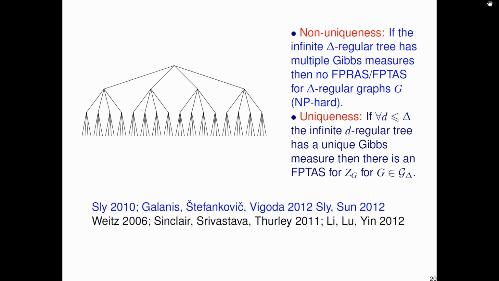So let's go back to the uniqueness threshold, because we talked about this a little bit before. This is the same thing I was telling you before, but now in much more generality. Let's look at the infinite delta-regular tree. So what kind of Gibbs measures does it have? Well, if it's in uniqueness, there's only one Gibbs measure, which is like saying that the marginal at the root doesn't really care about the height or anything like that, it converges.